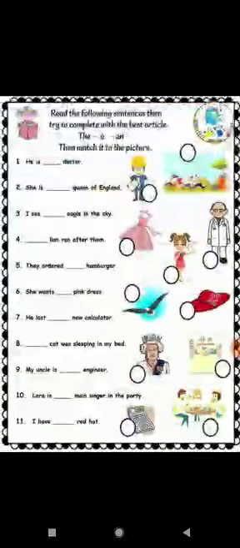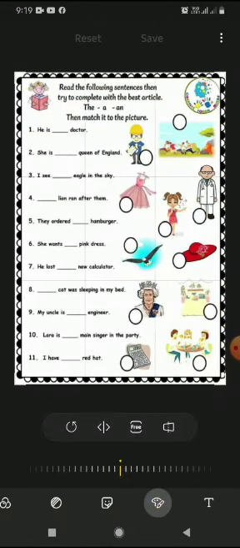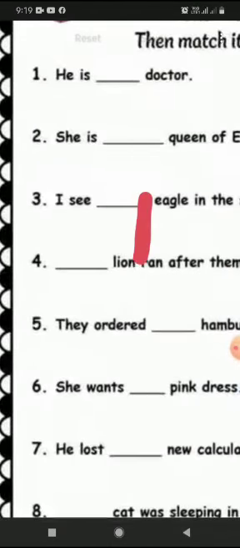Okay children, let us go on to some examples. Read the following sentence, then try to complete it with the best article: the, a, an. Then match it to the picture. First one, he is dash doctor. Children, do you know what the answer is? Yes, the first one, the answer is a.